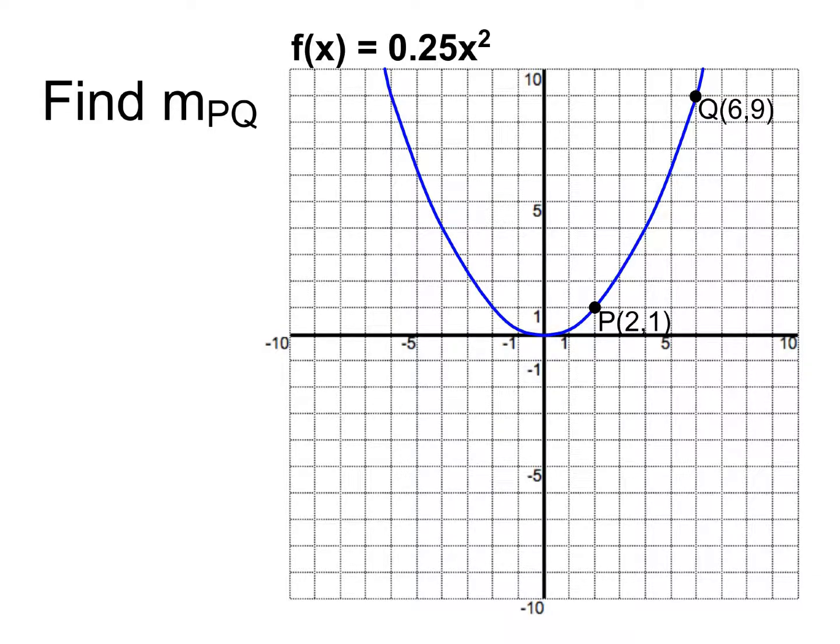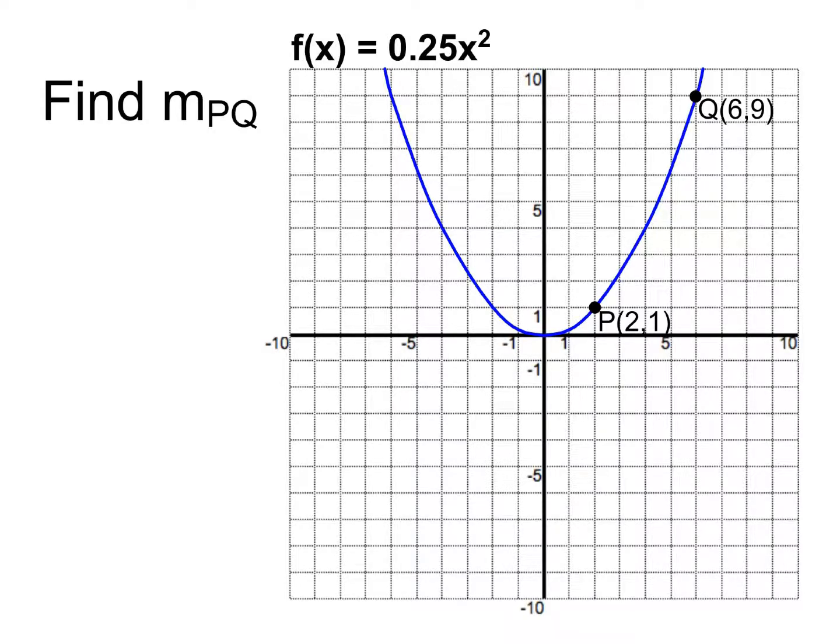What's it actually asking? It says find m sub pq. That's how we'd read that, because the p and the q are a subscript, kind of like an exponent. It's written smaller, but it's lower for a subscript. M sub pq. What does m normally stand for?